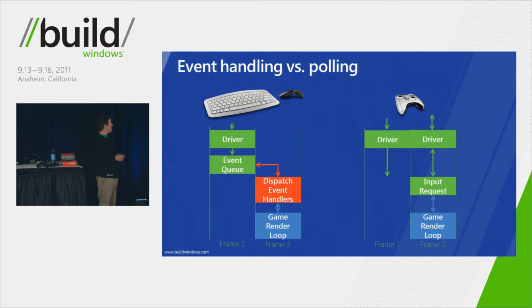Whenever you're working with events, you generally have an event handling approach. When that's happening, the driver is sending data into some event queue underneath the covers of the API or inside the driver. That stuff gets queued up until your app gets to it in its render loop and actually calls dispatch on core window to dispatch those event handlers. And that generally happens inside your render loop.